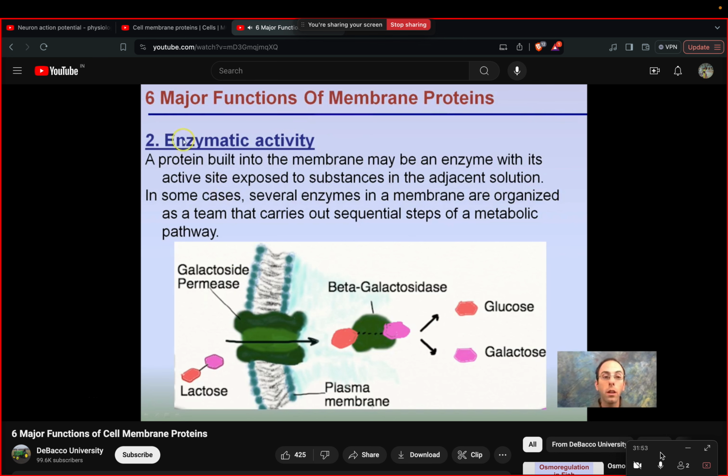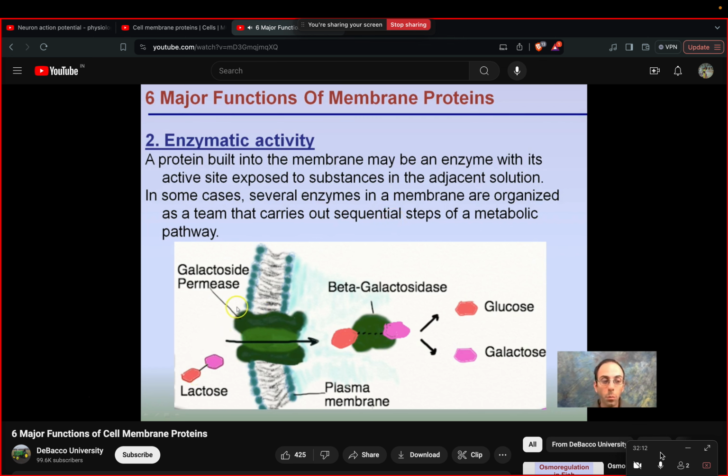Another major function is enzymatic activity. The protein built into the membrane may be an enzyme with the active site exposed to the substances in adjacent solution. In some cases, several enzymes in the membrane are organized as a team that carries out sequential steps of metabolic pathways. So we see the example here.